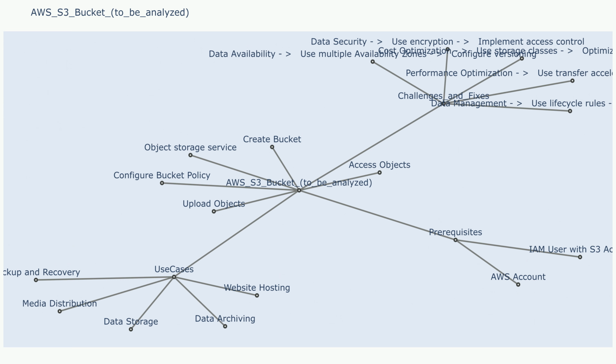Data management helps you organize and maintain your data effectively. Lifecycle rules automate the management of objects in your S3 bucket based on rules you define. For example, you can automatically transition objects to lower-cost storage classes after a certain period, or delete objects older than a specific date.